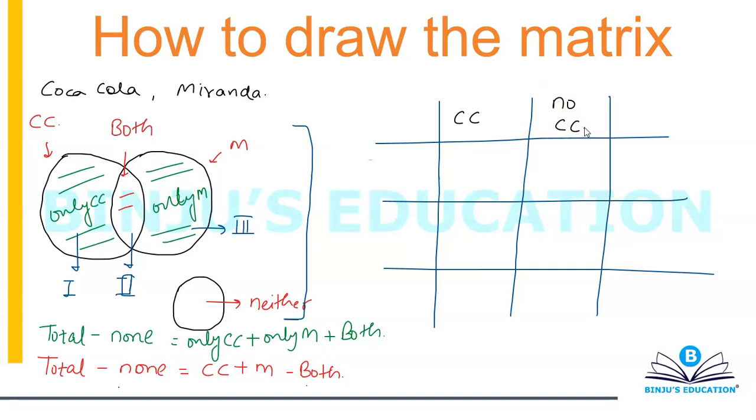Similarly, when you talk about Mirinda, the same thing is going to happen. Either you're going to have Mirinda or you will not have Mirinda. There is nothing else that can happen.